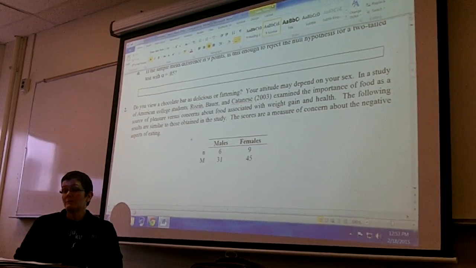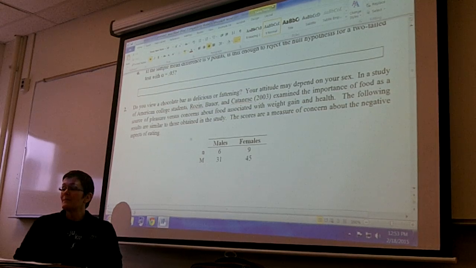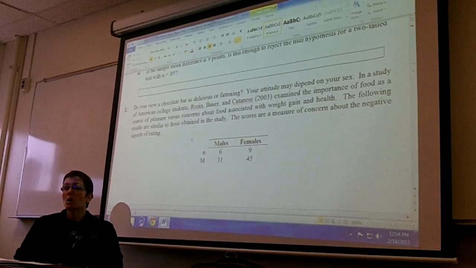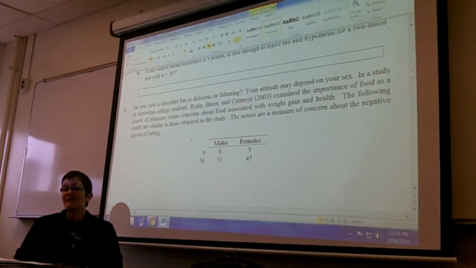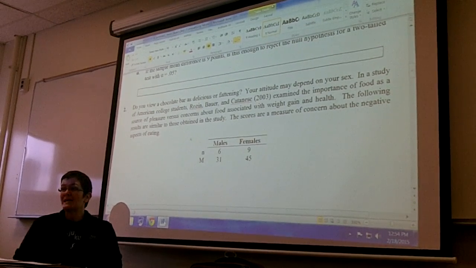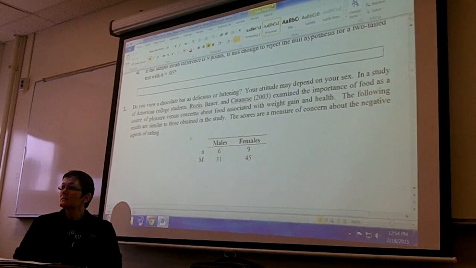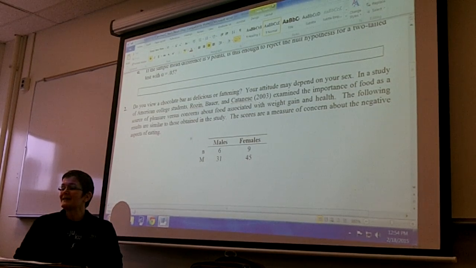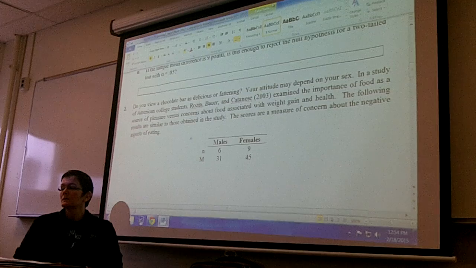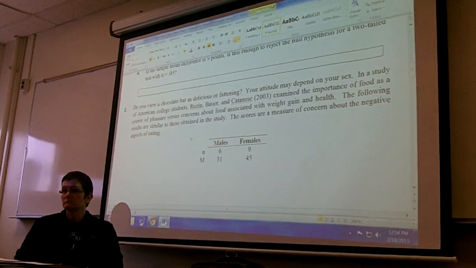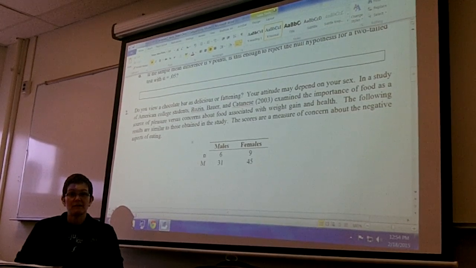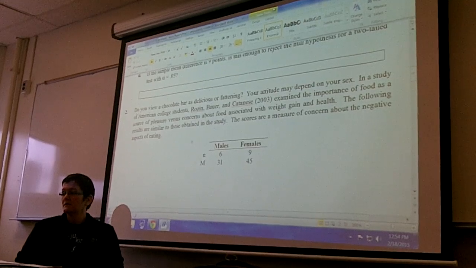We're comparing men and women, or males and females. We're measuring their concern about the negative aspects of eating. We know that females have more concern. We know that they have significantly more concern. So we can say females showed significantly more concern about the negative aspects of eating compared to males. Done. That's it. You can do that, right? Yes, you can.